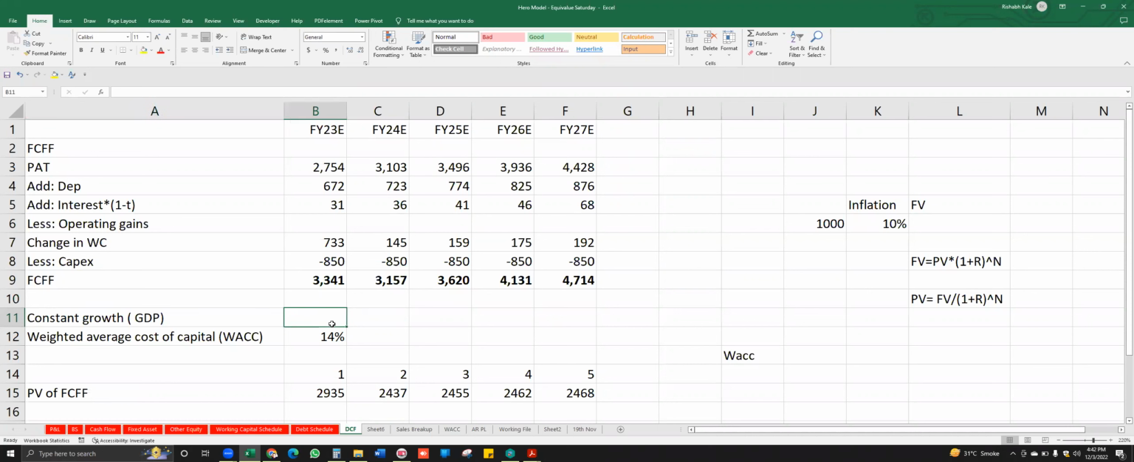So what is the GDP growth rate of India? Not last year, historical GDP growth. What is the historical GDP growth in India? I hope everyone knows what is GDP. Growth in goods and services in India. Okay. Gross domestic product. Goods and services growth. So what is GDP growth of India? Anyone? Google. What is the historical GDP growth of India?